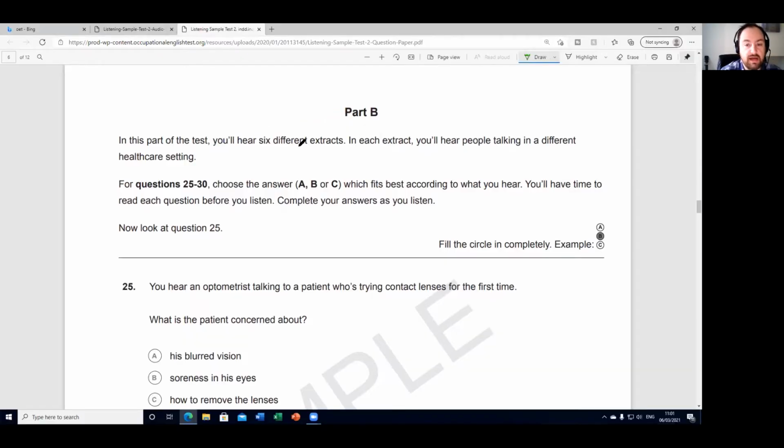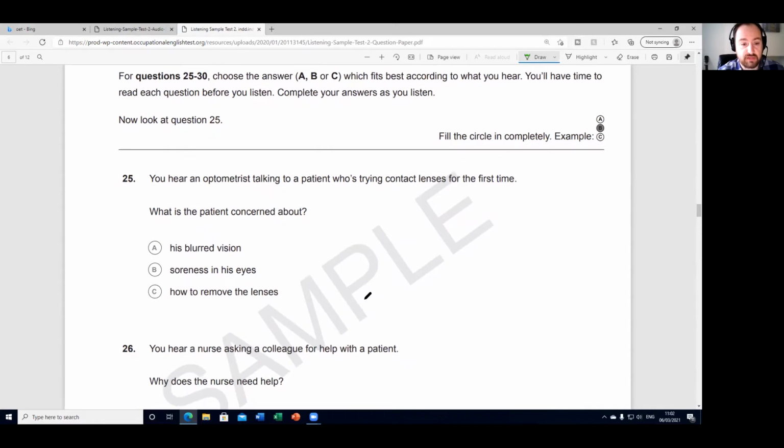Okay, so here we have listening part B of sample test 2 from OET's website, which is free to access if you want to follow the link in the description. And let's try to follow this procedure to see how well it works. So as you remember, with the procedure, the first thing is to look at the question and try to decide if it's testing gist or if it's testing specific information. So let's look at number 25 and decide, okay?